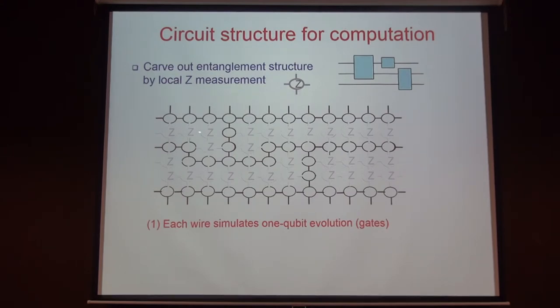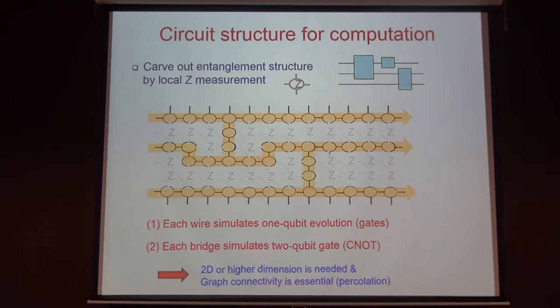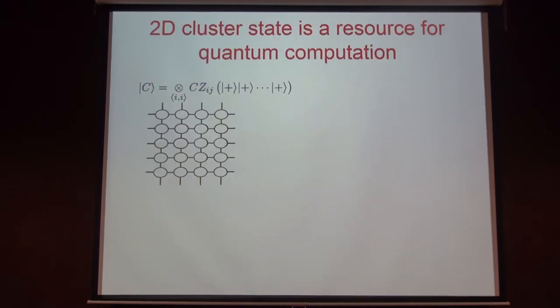Okay. So each wire actually simulates one qubit evolution. Each bridge is used to simulate the two-qubit gate. And I showed earlier in the morning that any unitary gate can be decomposed into such a structure. So this demonstrates that in principle, if you have a cluster state which is large enough, then you can use it to simulate any quantum circuit. So therefore, I have demonstrated to you that the 2D cluster state is a resource for quantum computation.